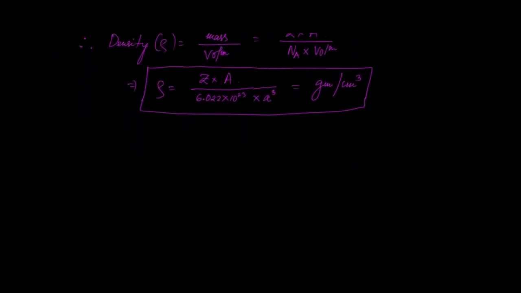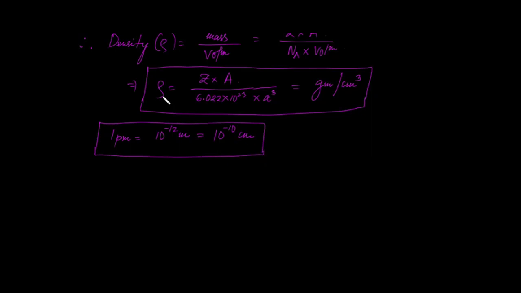In numericals, for conversion, 1 picometer is 10 to the power minus 12 meter. For the density unit in centimeters, 1 picometer is 10 to the power minus 10 centimeter, so keep this in mind.